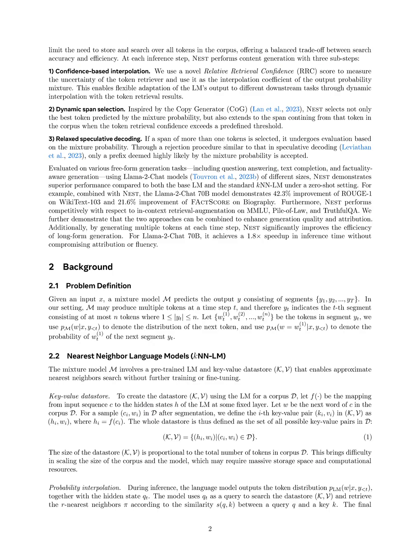Furthermore, NEST significantly improves the efficiency of long-form generation by generating multiple tokens at each time step, resulting in a speed-up in inference time without compromising attribution or fluency. Overall, NEST offers a balanced trade-off between search accuracy and efficiency, dynamic adaptation to downstream tasks through content interpolation, and enhanced generation quality and attribution, making it a valuable advancement in the field of retrieval-augmented language modeling.